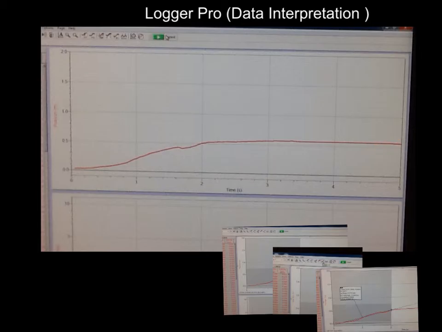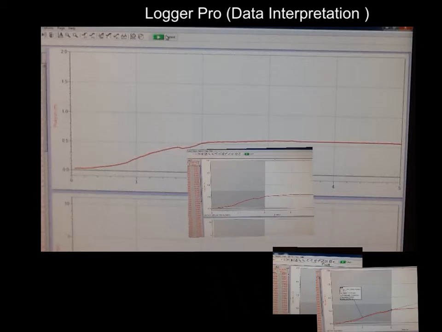So what I can do now is take this graph and have Logger Pro do things for me, such as take the slope of a portion of this graph or even get the area underneath of it. So for the first example, I'm going to show you how to take the slope of this example graph.